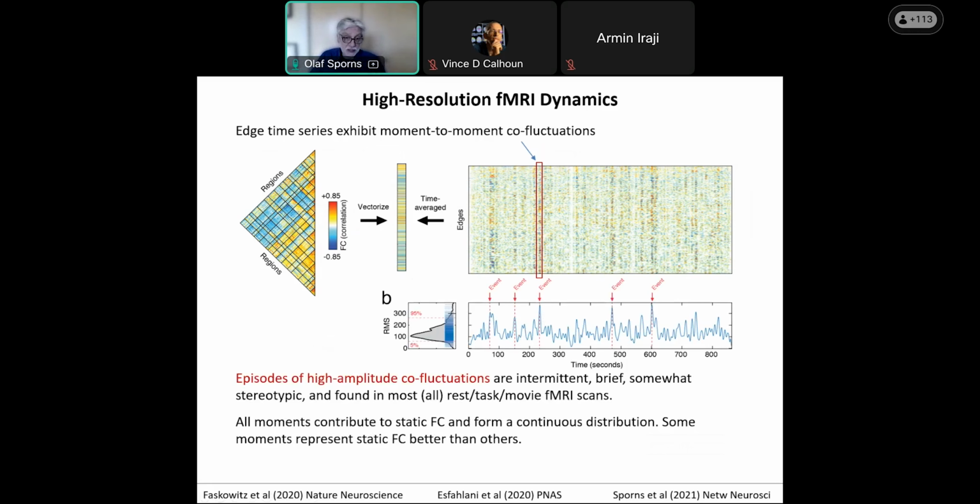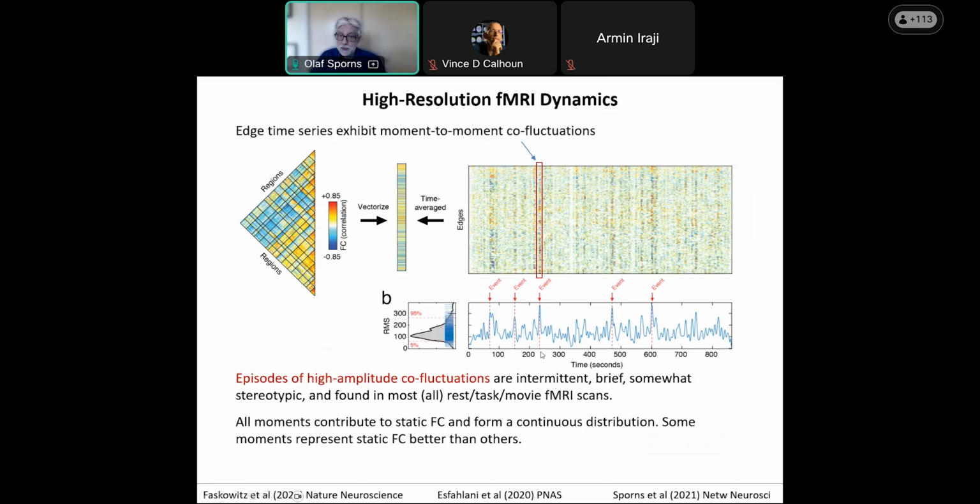These events, as it turns out, are universally found in virtually all recordings we've looked at from different imaging centers, different conditions, including rest, task, and movie data. They struck us as being somewhat conspicuous, certainly. It turns out that they are part of a continuous distribution. They are on the long tail of a distribution of amplitudes, as you can see in this diagram here.